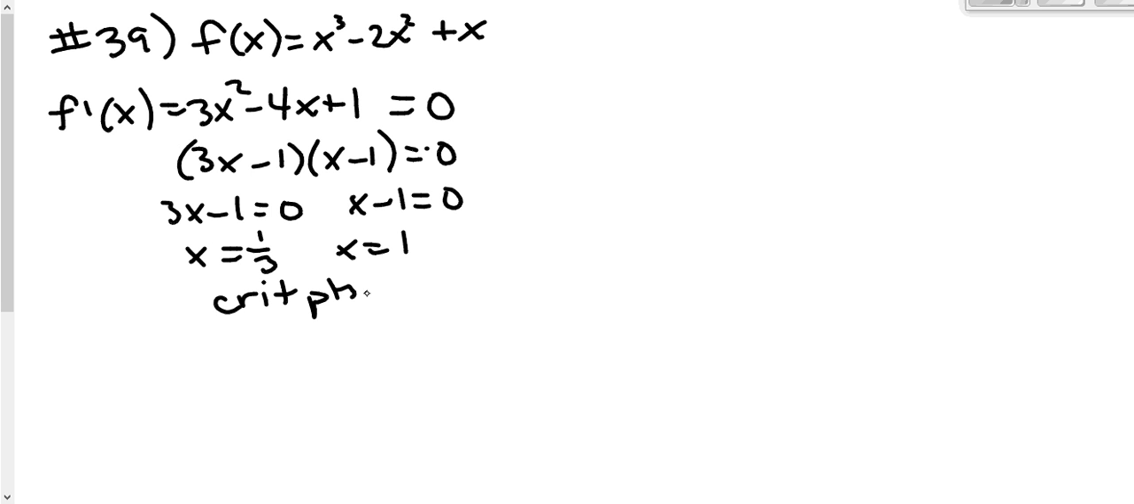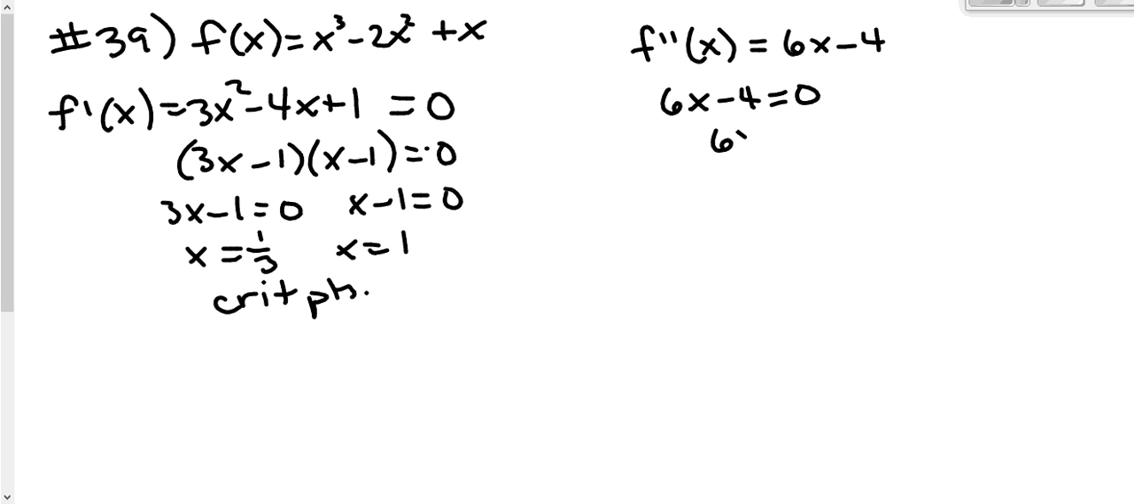Okay, now what we want to do is, well, we can kind of do two things at once. We want to find inflection points, so we need to find the zeros of the second derivative, and we want to know if our critical points are maxes or mins, so we need the second derivative for that. So for both things, we need the second derivative. And it's easy to find the second derivative for this problem because it's just a polynomial. So looking at the first derivative, the second derivative would be 6x minus 4. And we set that equal to 0 to find the pips, I like to call them, the potential inflection points.